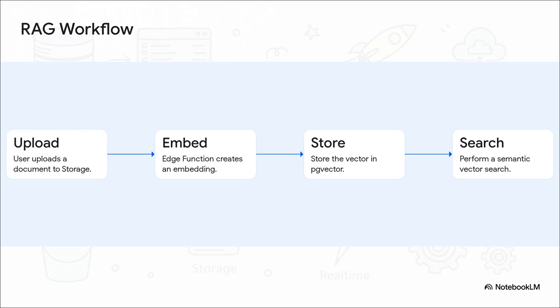Step 4, when a user asks a question, you just perform a semantic vector search, blending your keywords and vector similarity to fetch the absolute perfect context. It's an entire end-to-end AI backend pipeline, seamlessly handled by one unified system.